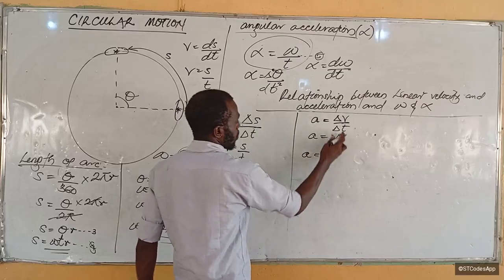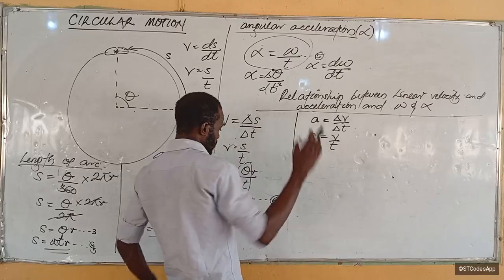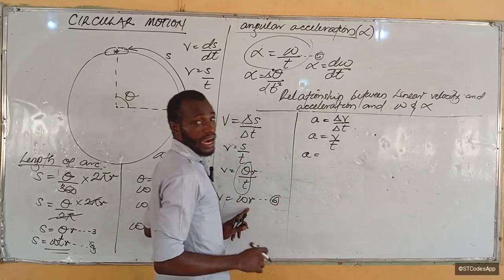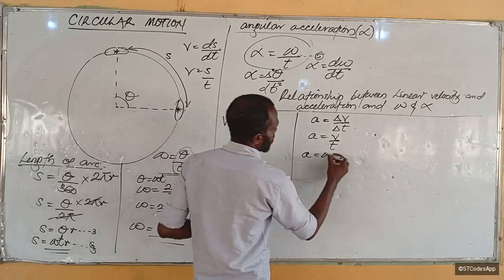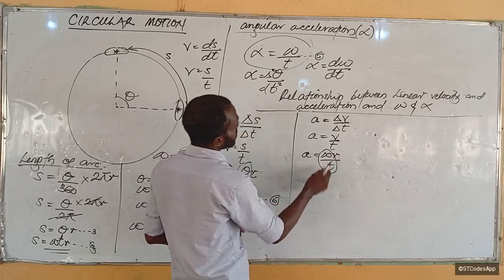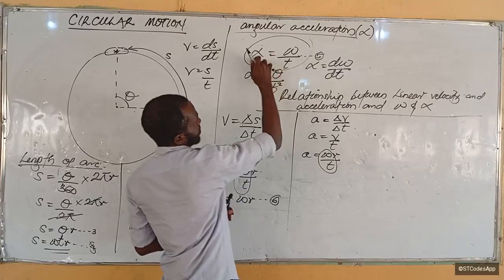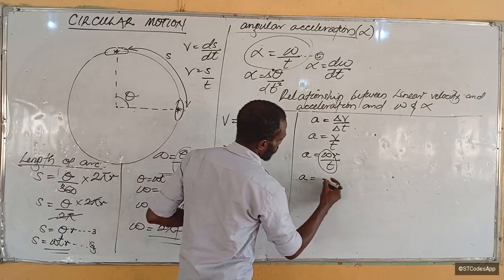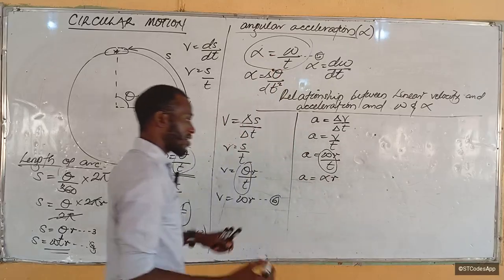So what is A equal, what is V? Now V, we just got V to be omega R, right? V is omega R here. So omega R over T. Now what is omega over T? Omega over T is what? Alpha. So angular acceleration is equal to what? Alpha R. Is it clear?